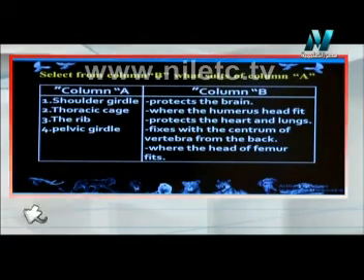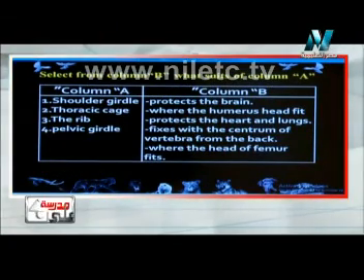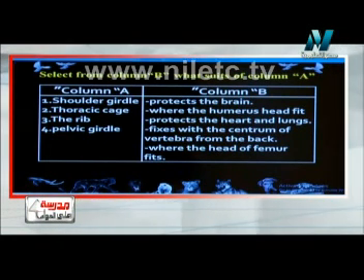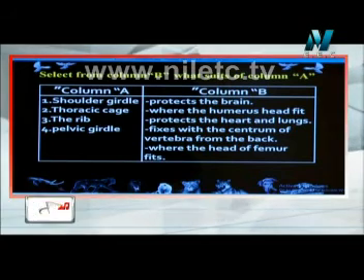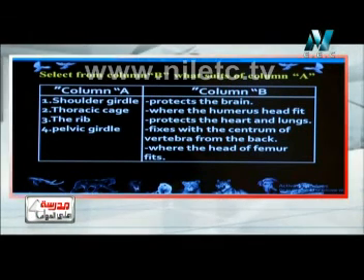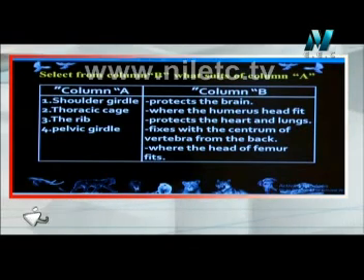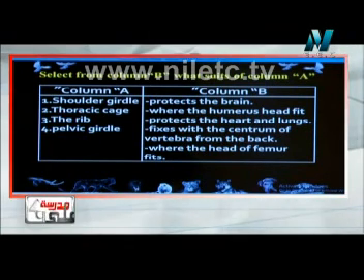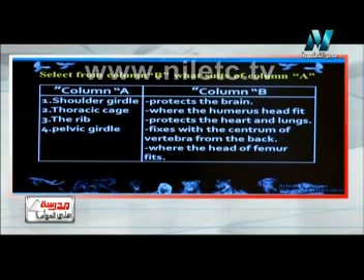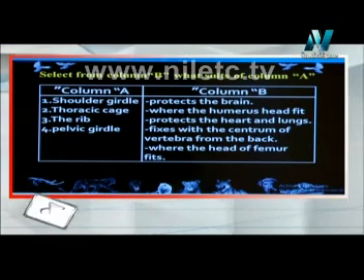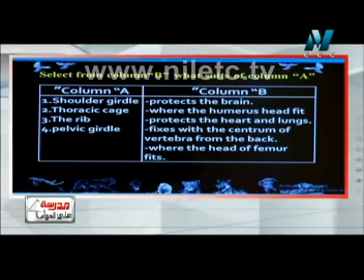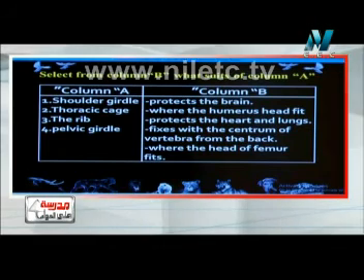The next question. Select from column B what is suitable for column A. Column A, number 1, shoulder girdle. Number 2, thoracic cage. Number 3, rib cage, or the ribs only. Number 4, the pelvic girdle. In column B, the first item is protect the brain. The part of the skeletal system that protects the brain is the skull, but there is no skull in column A.